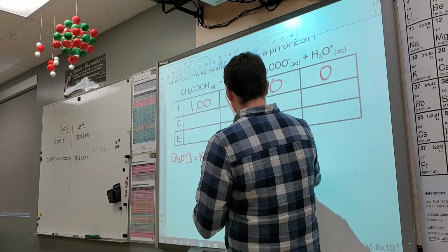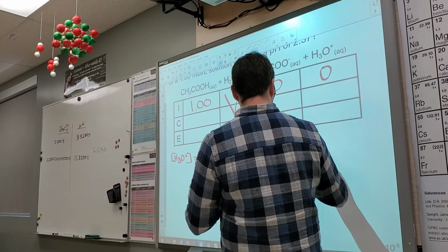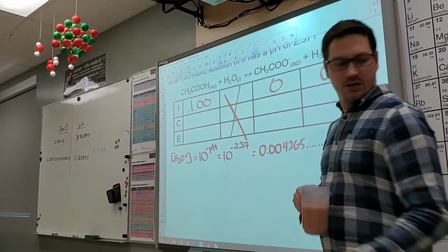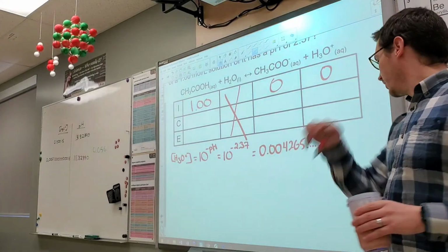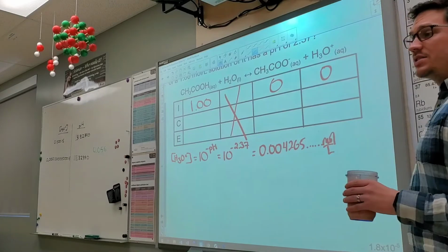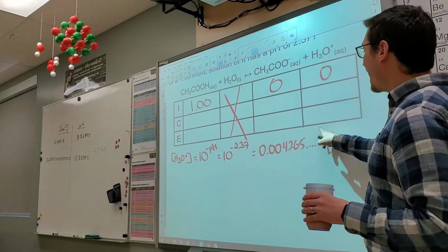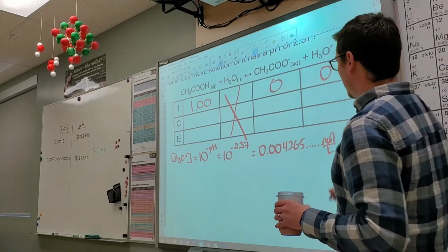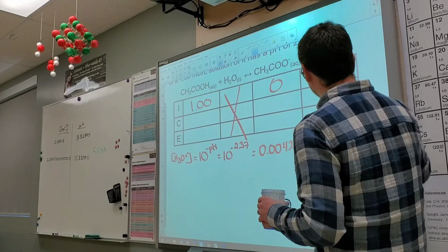You should get 0.004265, and so on. Are we done the question? No. Then we can't round. All right, moving on. Moles per liter. Okay, so that's our hydronium concentration at equilibrium: 0.004265.